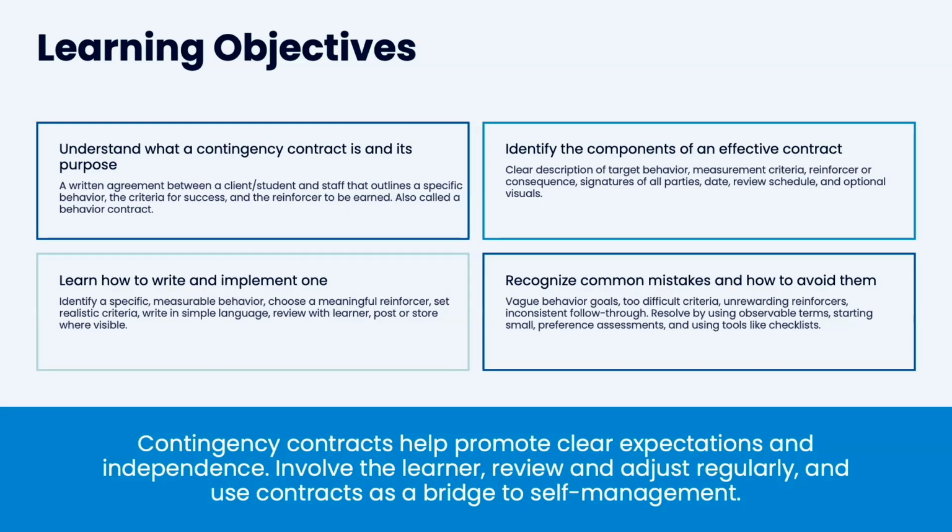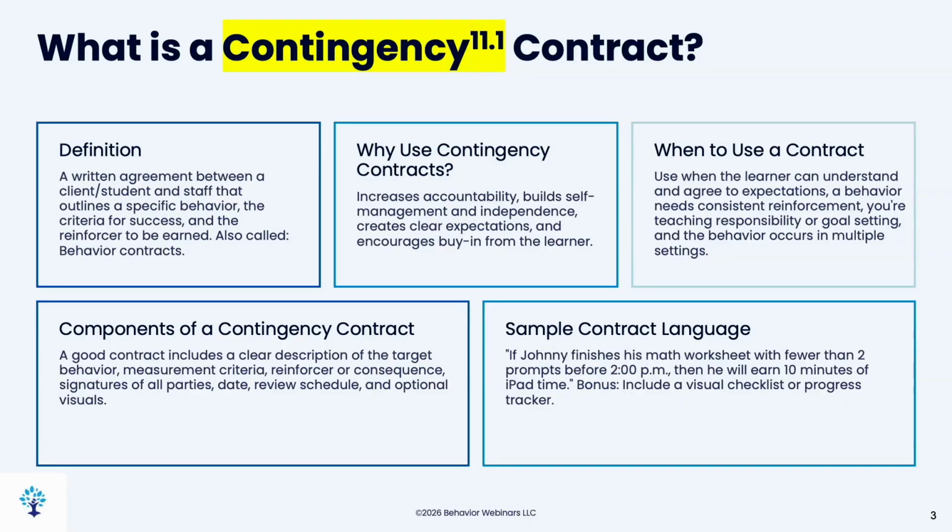You're going to learn how to write and implement one. So identify the behavior, choose the meaningful reinforcer, set realistic criteria, write it in simple language, review it with the learner, and then post it or store it where it's visible. You're going to have a clear description of target behavior, the measurement criteria, the reinforcer, signatures of all parties. And then we'll talk about the common mistakes people make when doing this and how to work through them.